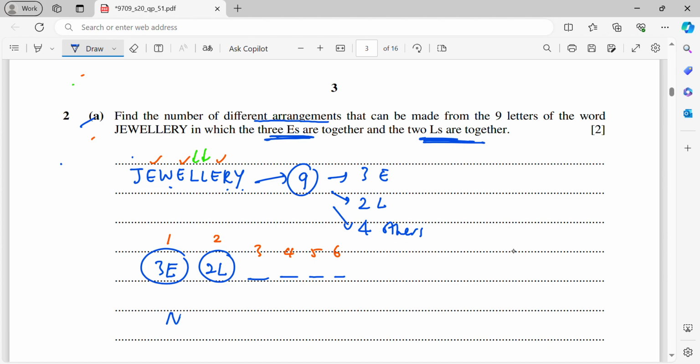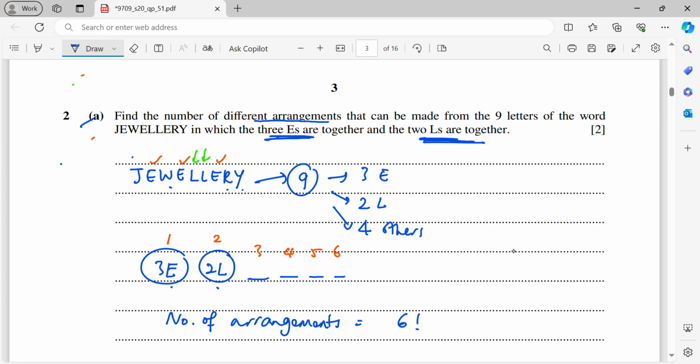So the number of arrangements will be 6 factorial. Now, looking at the 3 E's, these 3 are identical E's, and these 2 L's are identical L's. That means now I do not have to arrange the E's and L's, because the 3 E's are identical and the 2 L's are identical.